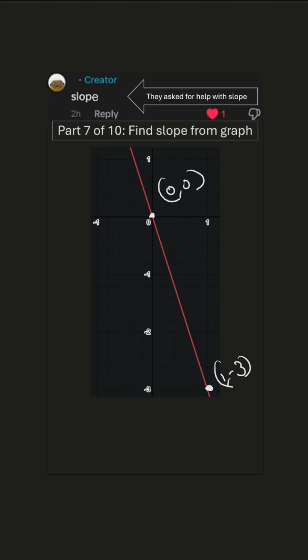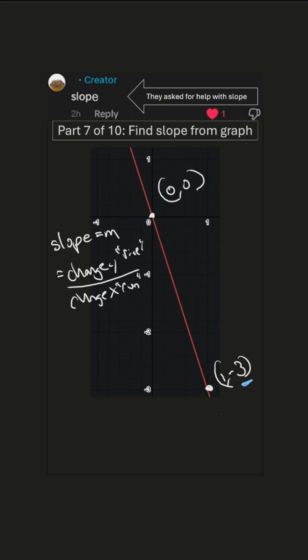So let's remember the formula for a slope. Slope equals m, which equals the change in y, or the rise, over the change in x, or the run. So let's plug these numbers in. For the change in y, we have negative 3 minus 0 over 1 minus 0. Okay, so what does that equal? That's negative 3 over 1, which equals negative 3. So that's the slope.